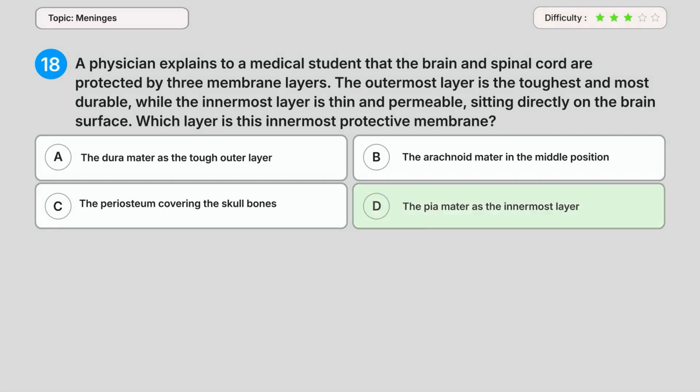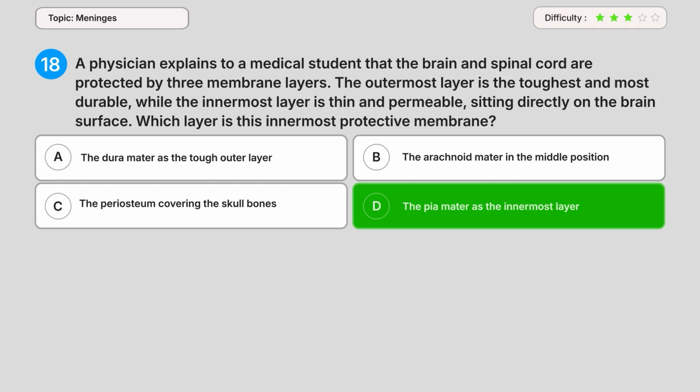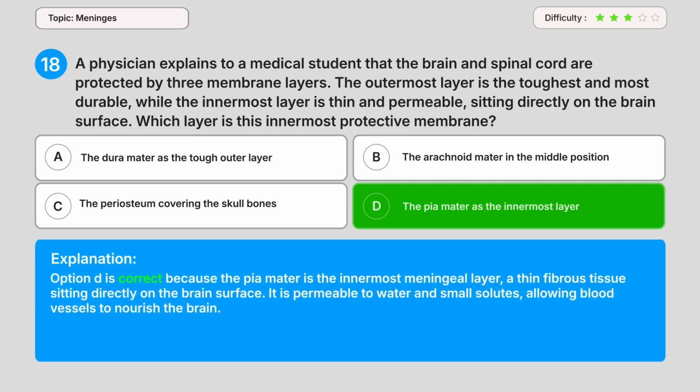Correct answer, D. The pia mater as the innermost layer. Explanation. Option D is correct because the pia mater is the innermost meningeal layer, a thin fibrous tissue sitting directly on the brain surface. It is permeable to water and small solids, allowing blood vessels to nourish the brain.